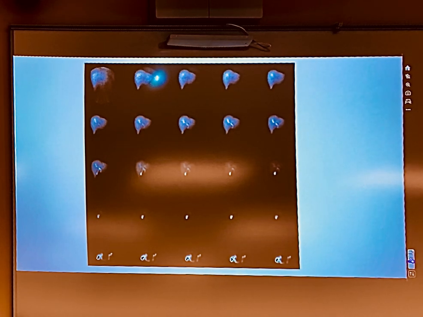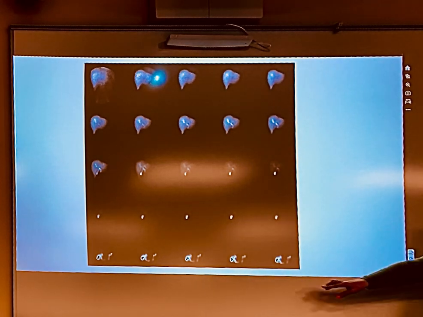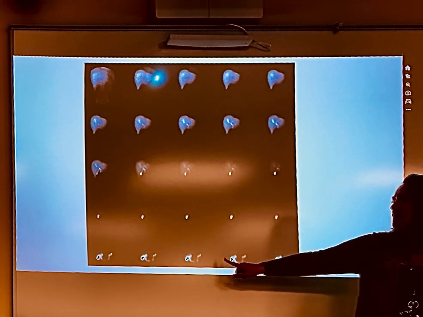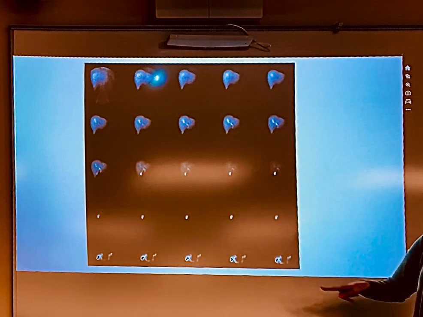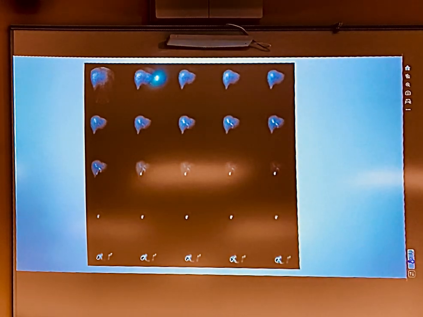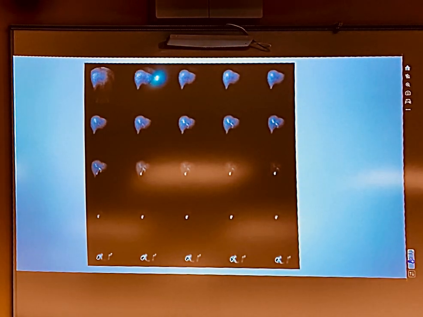The liver has completely metabolized all of the diisopropyl iminodiacetic acid agent, so that's why you have no liver left. It's all been processed, it's all been put into the gallbladder, and now it's starting to squeeze out into the bowel. But there's so much activity in the gallbladder that it's actually pixelating itself, and it's shutting down the pixels because the pixels are overloaded. They're oversaturated, so it stops, right?